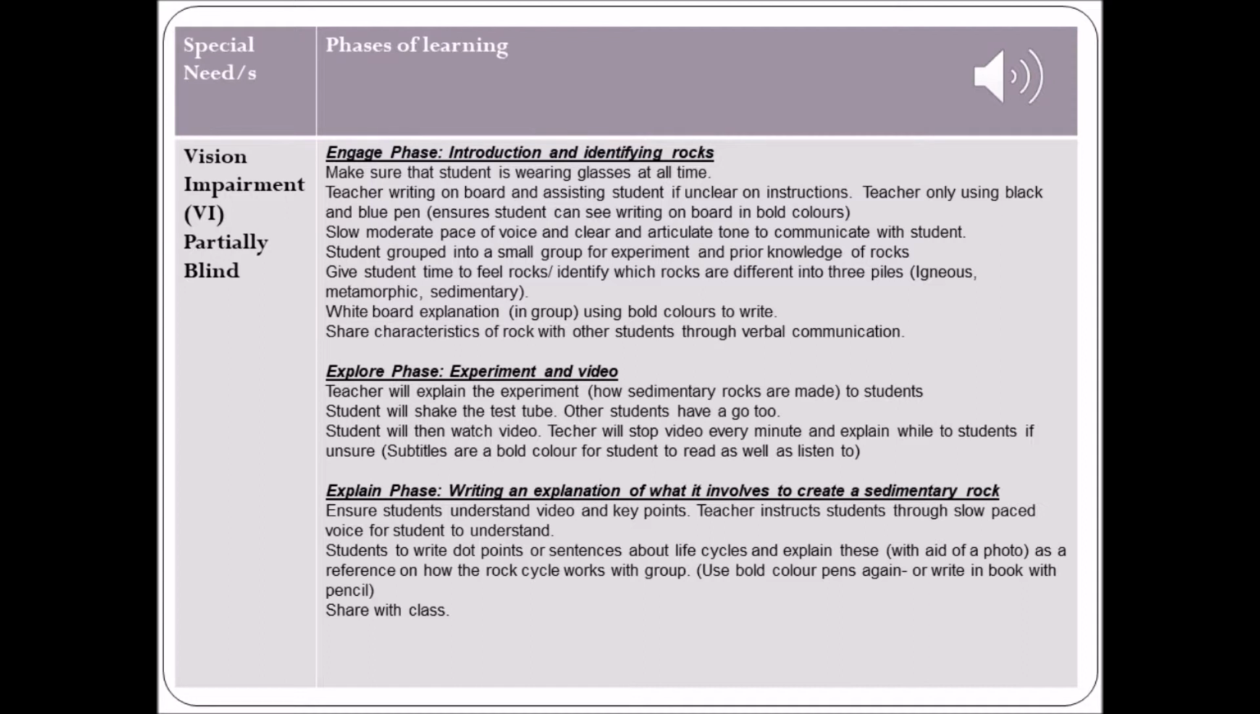In the explain phase, the student, like everyone else, is going to use their knowledge of rocks and write a small explanation about the rock cycle with the aid of a photo if they'd like, to reference how the rock cycle works with their group, using bold colours again. At the end, they will share their ideas with the class and discuss what they have found.